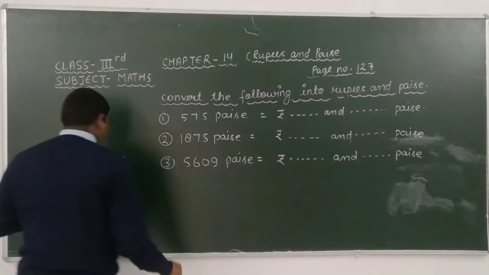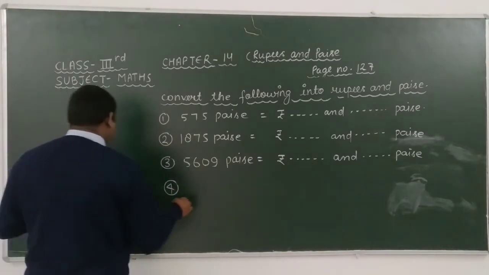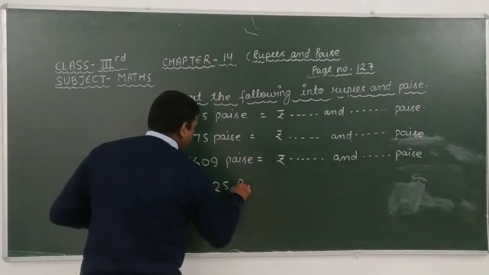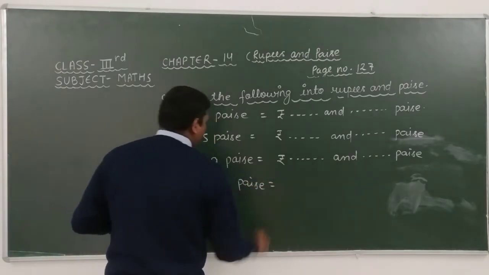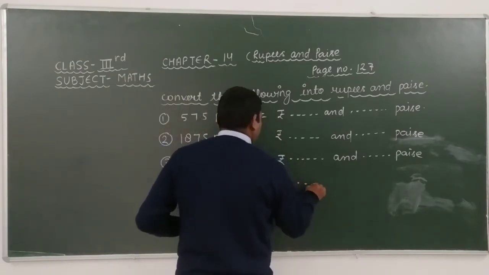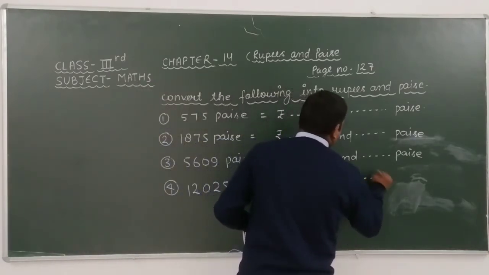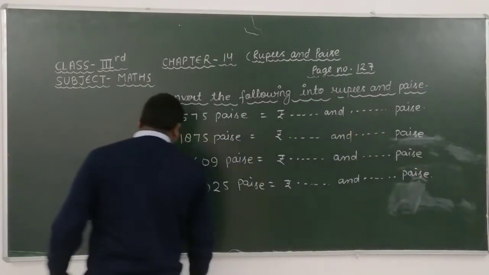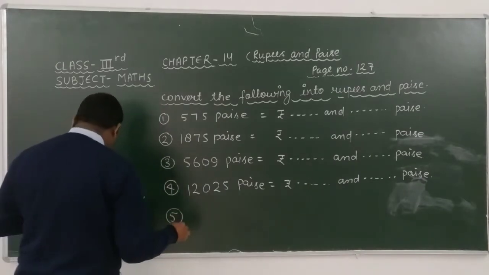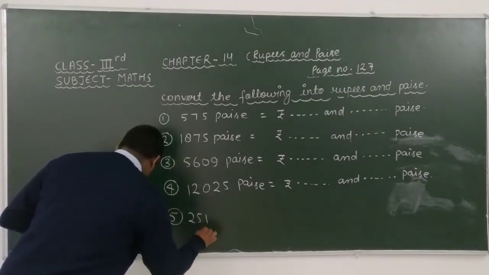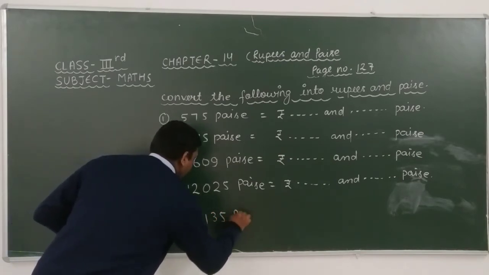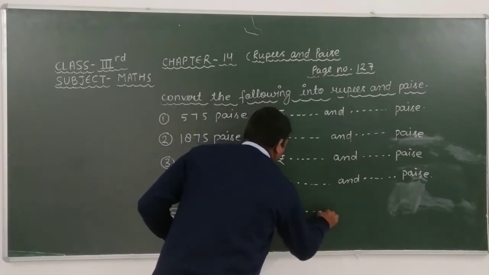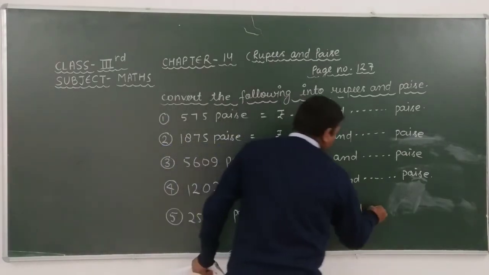In question number 4, it is given that 12,025 paise is equal to how many rupees and how many paise. And the last, question number 5, is 25,135 paise is equal to how many rupees and dash paise.